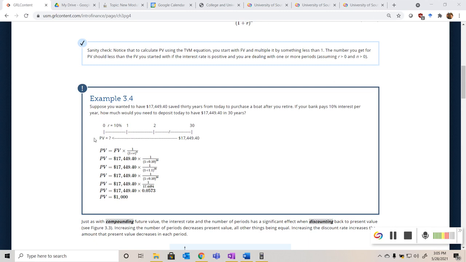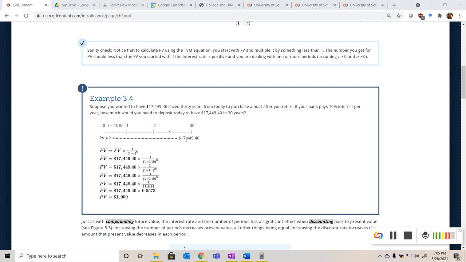So if we look at our timeline, it looks just like the other one, except now at time period 0, we've got a question mark. Our present value is unknown, but we know how much we want to have saved in 30 years. We want that $17,449.40. So what will we have to deposit today in order for it to accumulate interest at 10% over 30 years and grow to $17,000 and change?